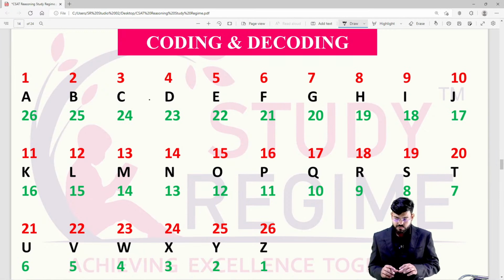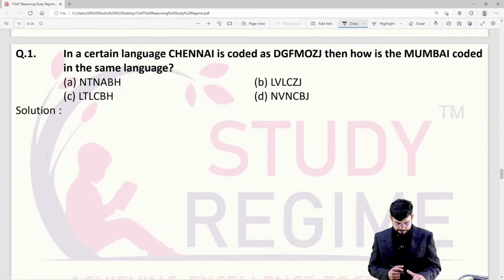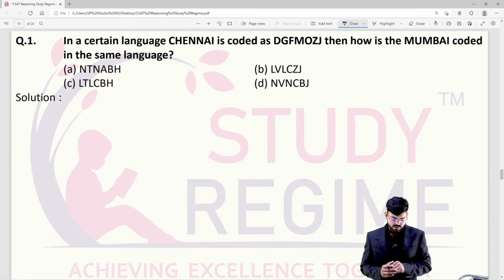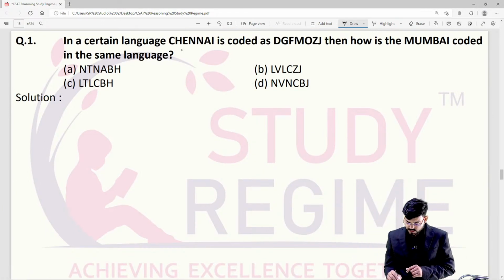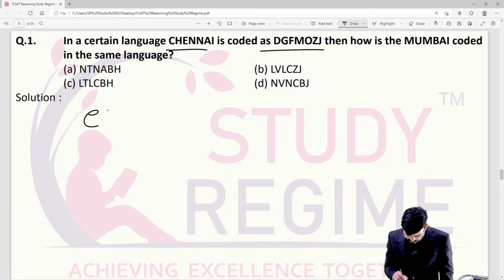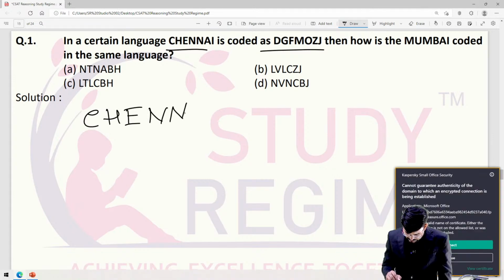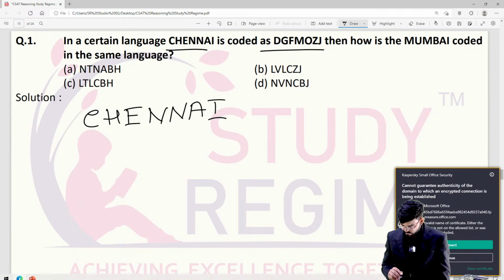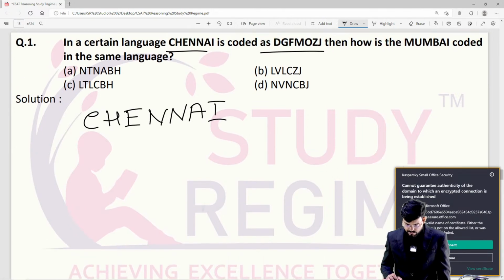In some of the books and some of the questions, word opposites are also given. Whenever the question comes, I'll tell you what these word opposites are. So let's solve the first question. In a certain language, Chennai is coded as D, G, F, M, O, Z, J. Let's write it down. Chennai: C, H, E, double N, A, I.